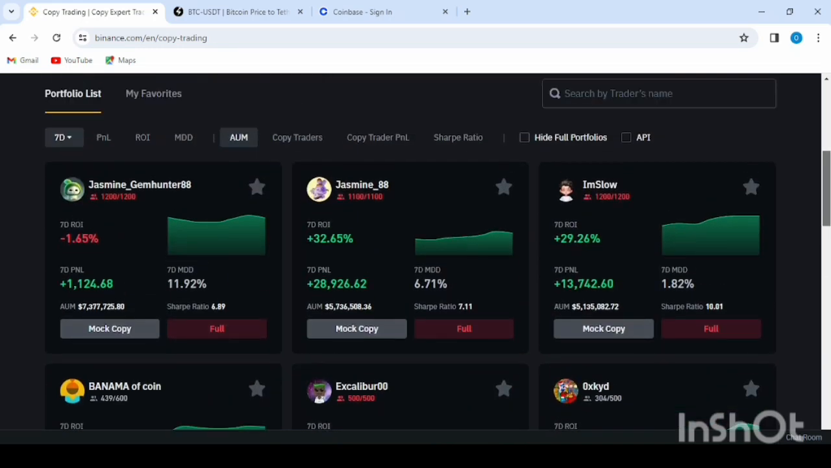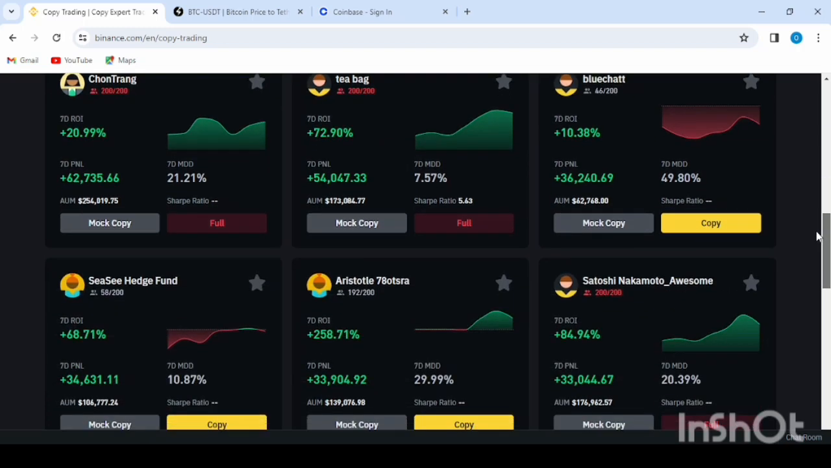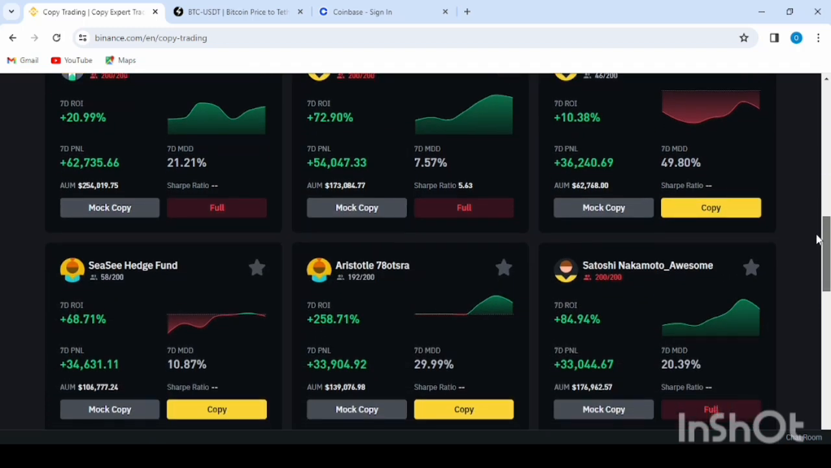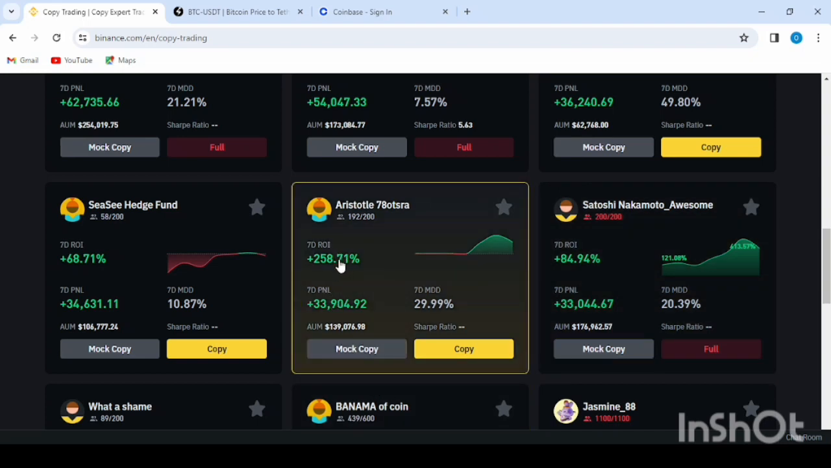So now let's assume that I've done my analysis, and I did my analysis based on profit and loss. All right, and I'm looking for people that are still free to be copied. Okay, so now this person, as I can see, within the last 7 days has made a profit of 258%. All right, with a total profit of 33,904, and the money he's managing is 139,000.